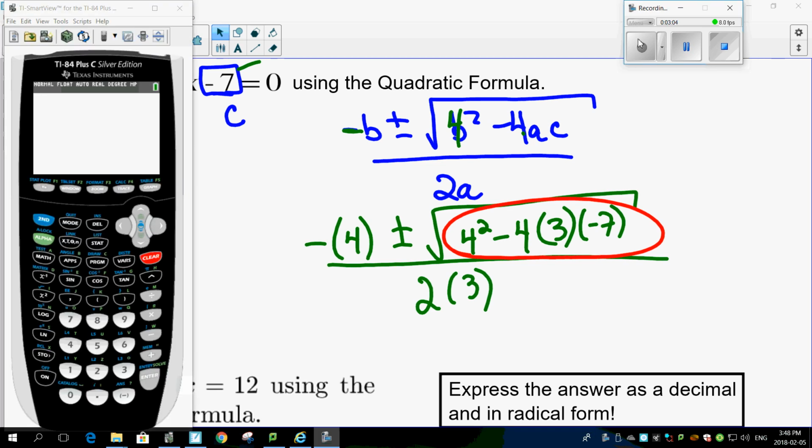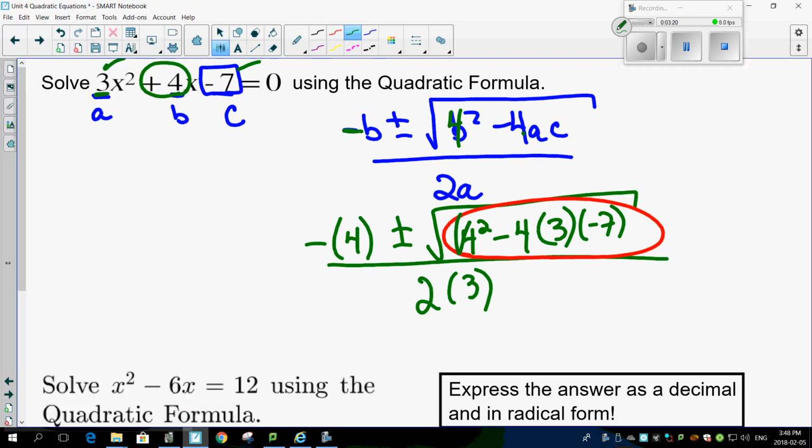Here's the calculator here. 4 squared, minus 4 times 3 times minus 7, okay? There you go. Answer. You get 100. Look at this. This whole thing here is just 100. So you want the square root of 100. Well, the square root of 100, we know. The square root of 100 is just plain old 10.